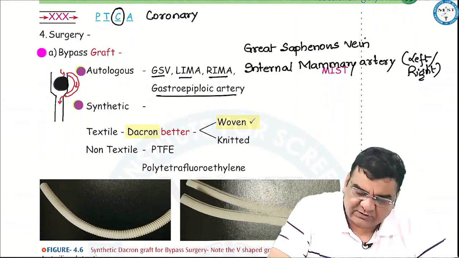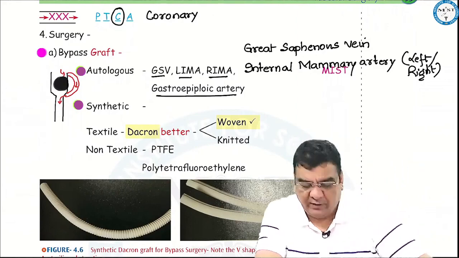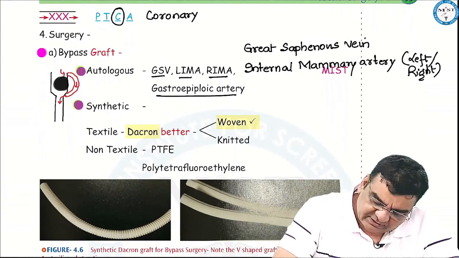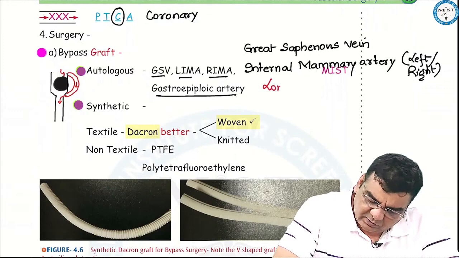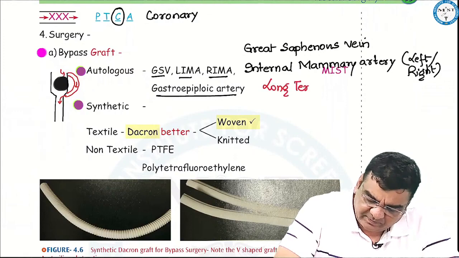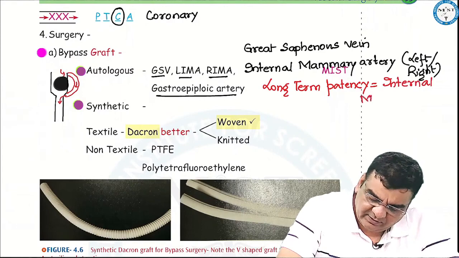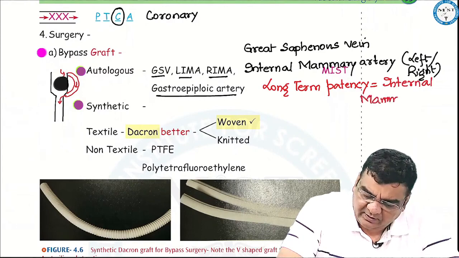And we can use the gastroepiploic artery. For long-term patency, we prefer using arterial graft, and here we prefer using internal mammary artery.